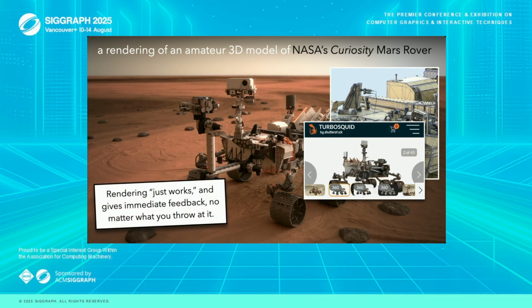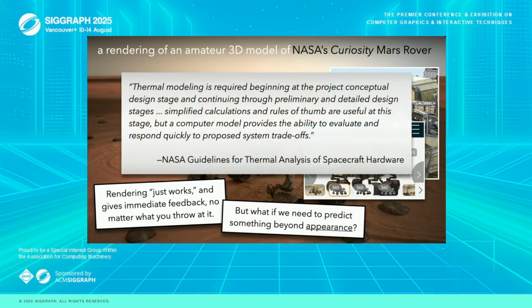For instance, NASA's own guidelines tell engineers that thermal modeling is required beginning at the project conceptual design stage and continuing through preliminary and detailed design stages. Simplified calculations and rules of thumb are useful, but a computer model provides the ability to evaluate and respond quickly to proposed system trade-offs, okay? So NASA is telling its engineers, hey, you should be checking your design at every moment against simulation. And that's a really nice dream.